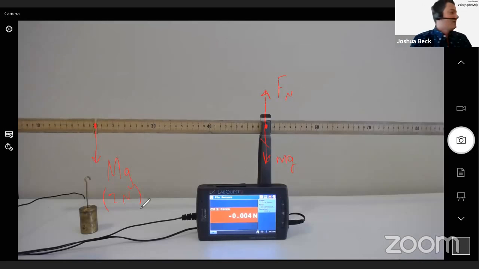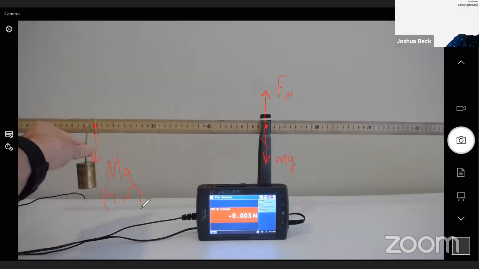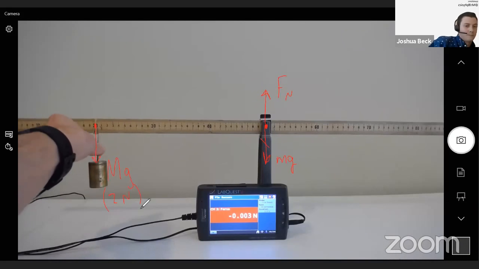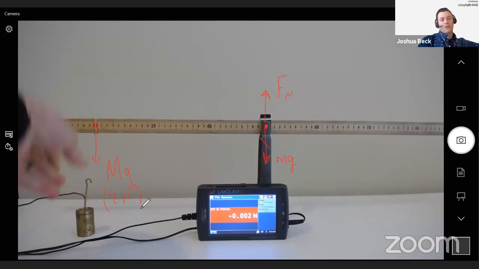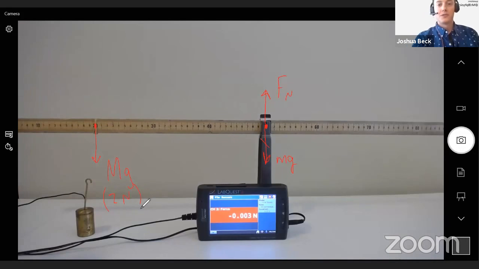Now, if I hang this mass off of here, is that force capable of producing a torque? Is that one capable of producing a torque? Well, remember, torque is R times F. We know it's a force, so the question is, is it being applied at some distance away from the point of rotation? And the answer is absolutely.